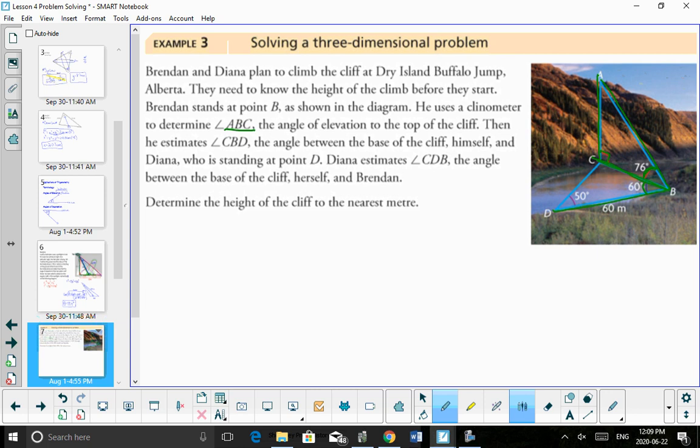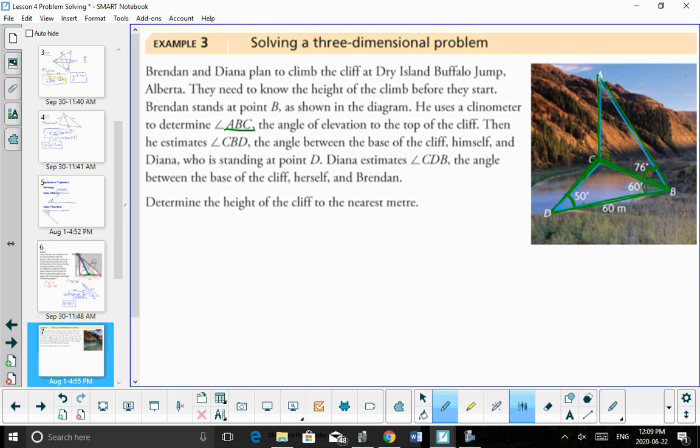Diana, who's standing at point D, estimates angle CDB to be about 50 degrees. Determine the height of the cliff to the nearest meter. First things first, I know this looks like 90 degrees, but you cannot assume that, because you're not told that it's 90 degrees.